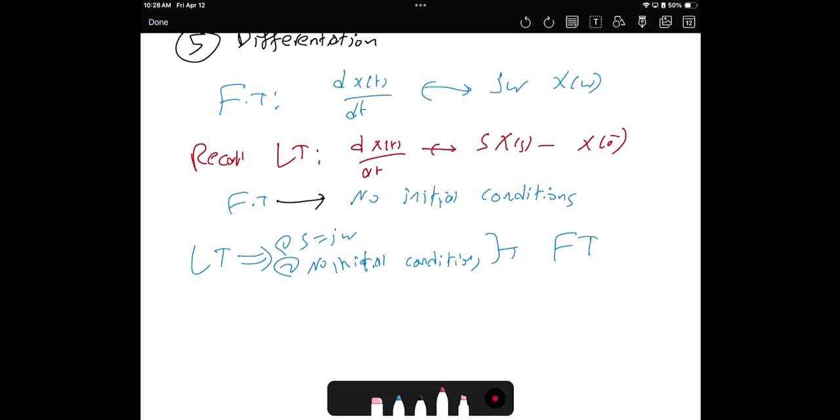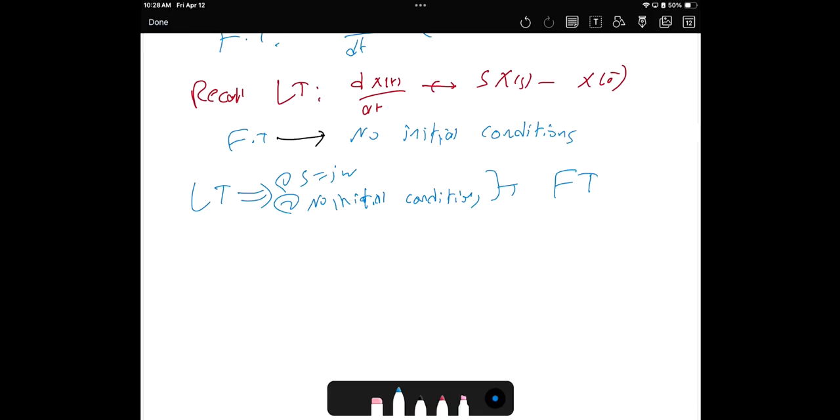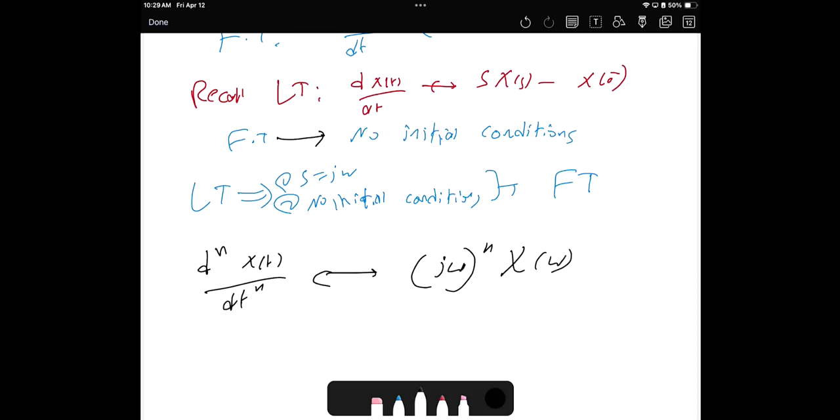Another thing, how about higher derivatives? If you have the nth derivative of x of t, d n x by dt n, this will be j omega power n X of omega. Very similar again to Laplace transform, but in Laplace transform we used to have s X of s minus x of 0 minus, etc. So they were used to put initial conditions. But now there is no need for initial conditions. This will make the derivative easier.